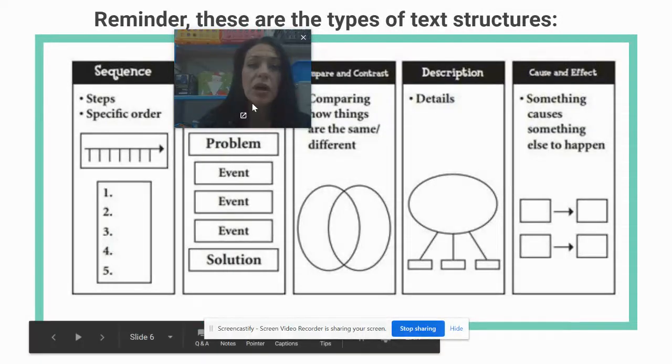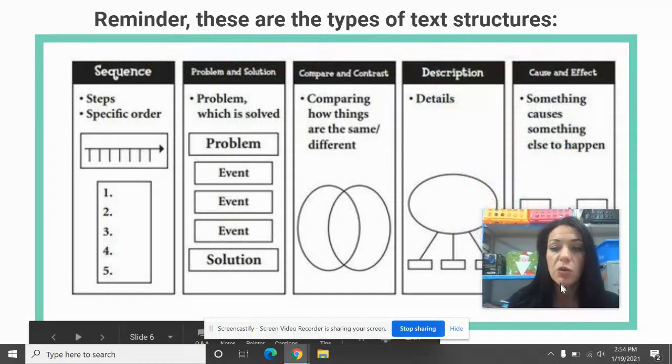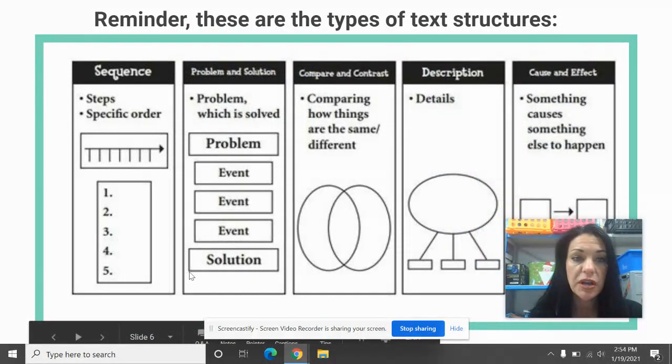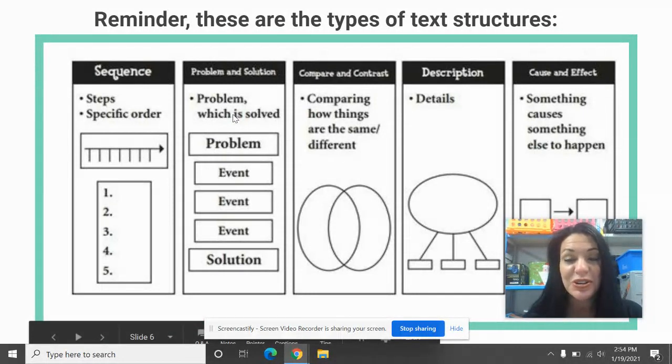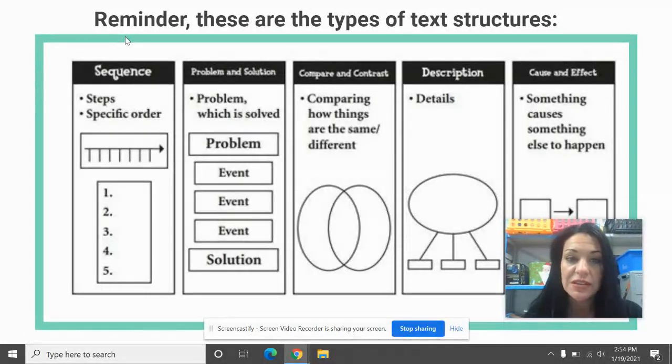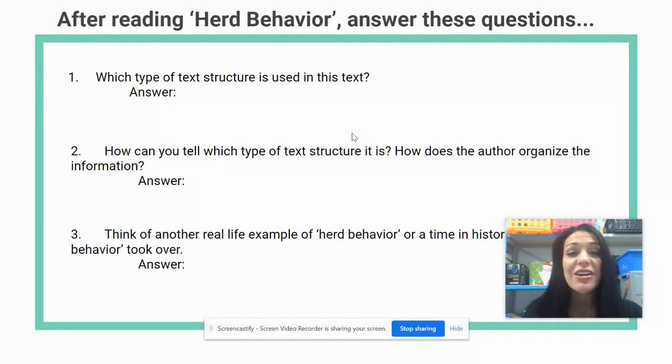So here's a reminder of the types of text structures and what you're looking for. We talked a lot about yesterday how when you were first in school and around third, fourth grade, you were introduced to description. Then we talked about sequence, order of events, and then moved into problem solution, compare and contrast, cause and effect. Okay, here are the questions.